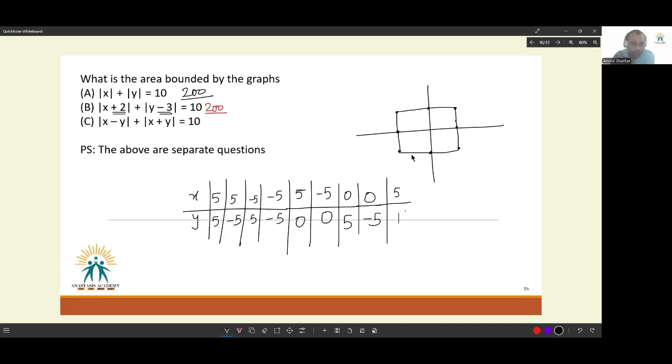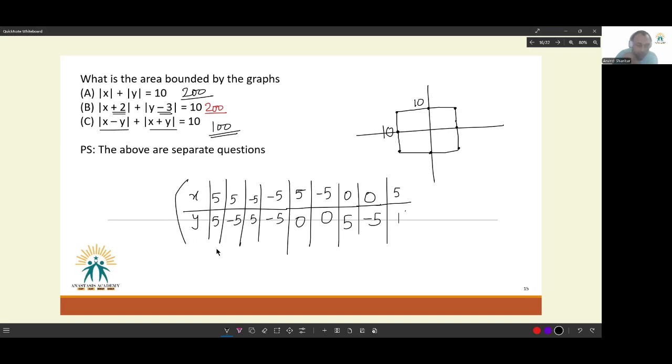Essentially a rectangle of dimension 10 by 10 has been created. This is 5, this is 5. And therefore the area bounded by the graph here will be 10 into 10, or 100. See, I know x minus y mod plus x plus y mod equal to 10. A square of side 10 will be created.